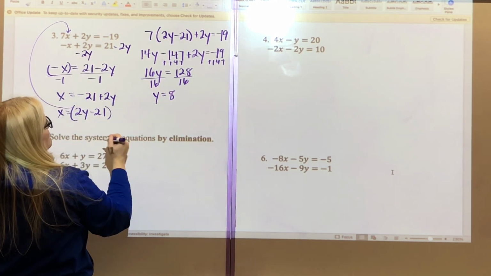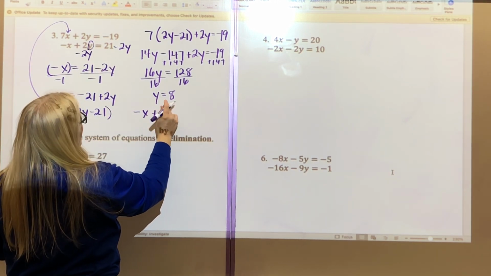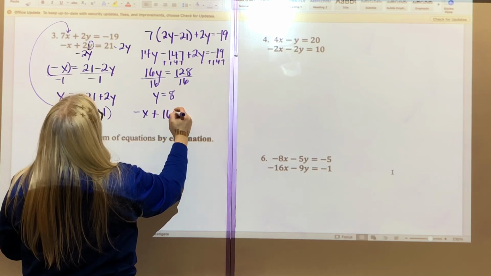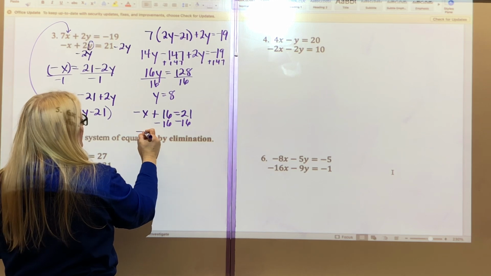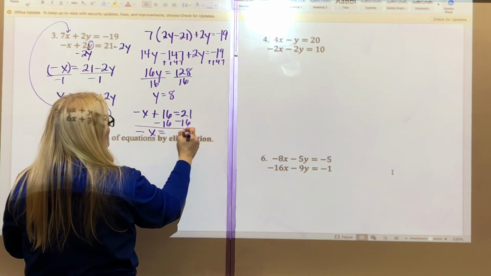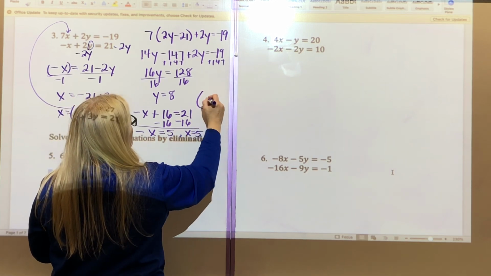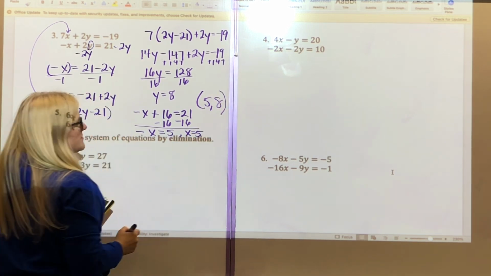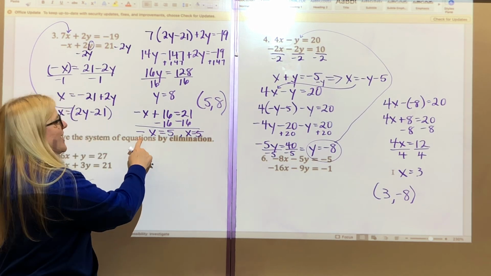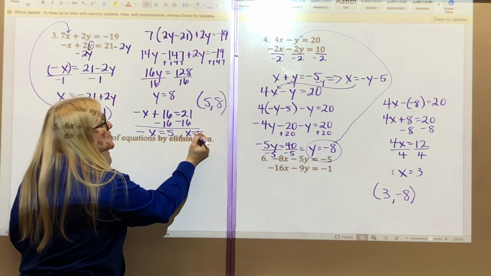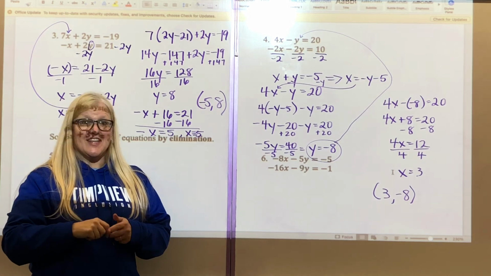And now I plug that in. I'm going to do this one. So negative x plus 8 times 2 is 16 equals 21. Subtract 16. I'm running out of space. Negative x equals 5. So x equals 5. So my answer is (5, 8). Okay, I just realized that I messed up. Negative x equals 5, so x equals negative 5. Sorry about that. Now we'll move on.